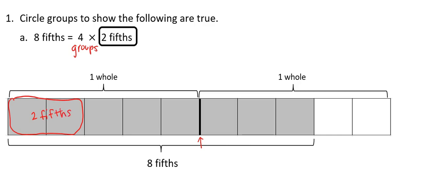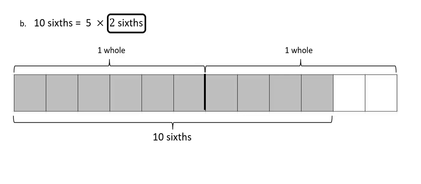And again, I need to circle 4 groups of 2/5. So I'll keep repeating that. There's 2 groups of 2/5, 3 groups of 2/5, and 4 groups of 2/5. This proves that 8/5 is the same thing as 4 times 2/5, or 4 groups of 2/5.